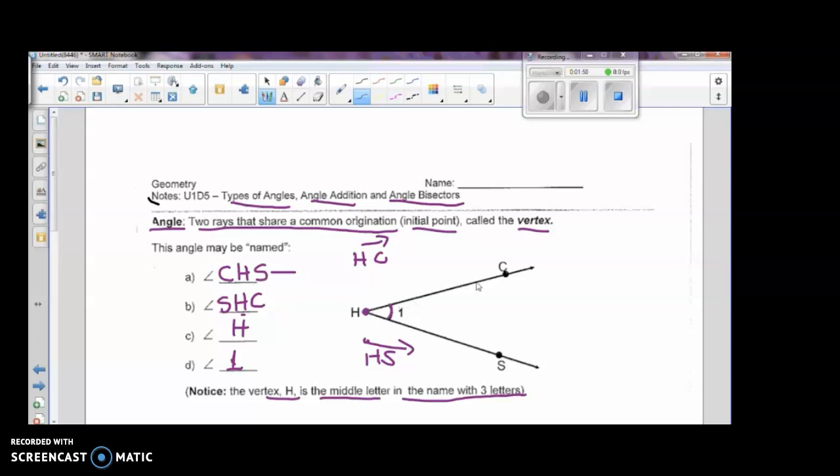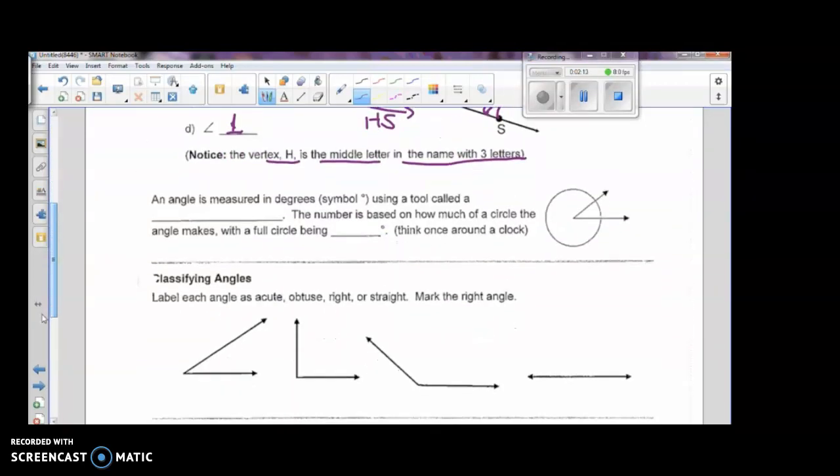Yes, the vertex H is the middle letter in the name with three letters. Very important. And you'll notice that when we have an angle, we mark it with that little symbol there, the little arc.